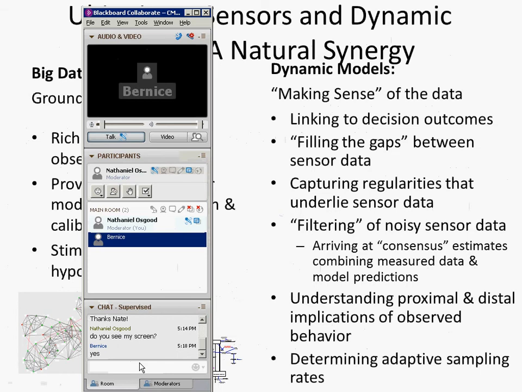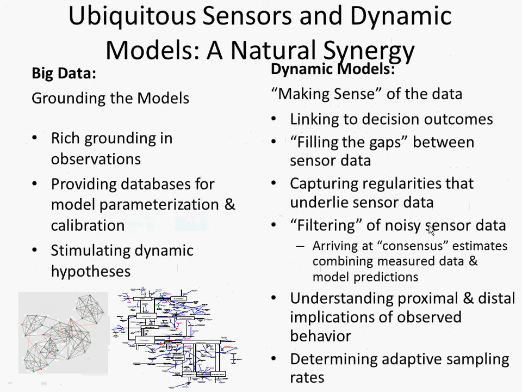So the models work in conjunction with big data, but at the same time, the big data grounds the models. This data that we can collect can help inform the models, help fill the gaps, and help ground the models in observations, providing databases for model parameterization and calibration. It can also stimulate ideas that would be represented within the models.